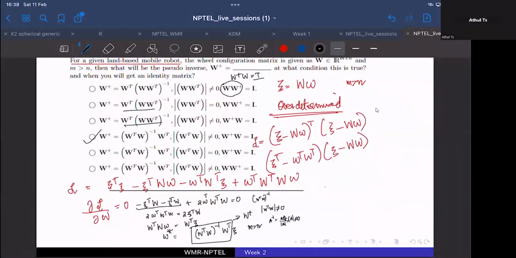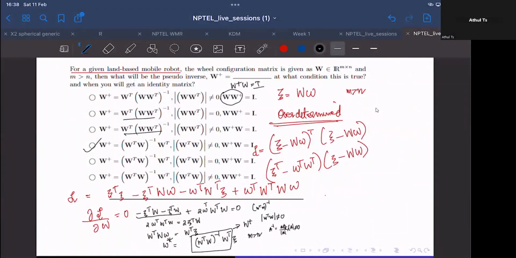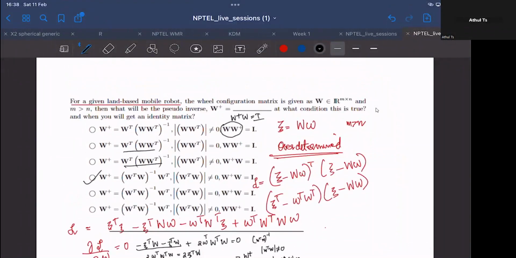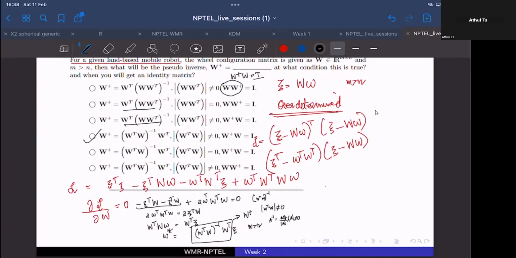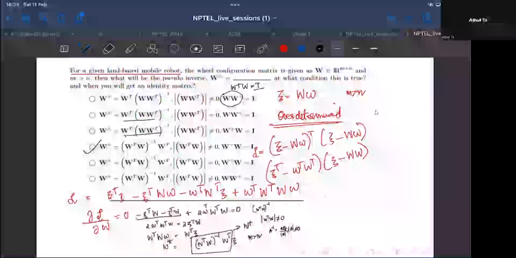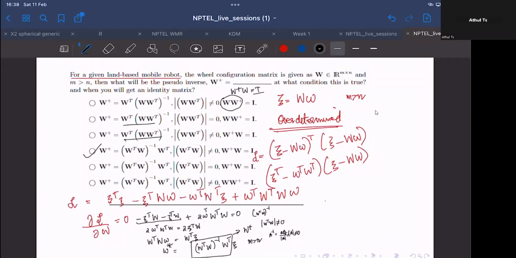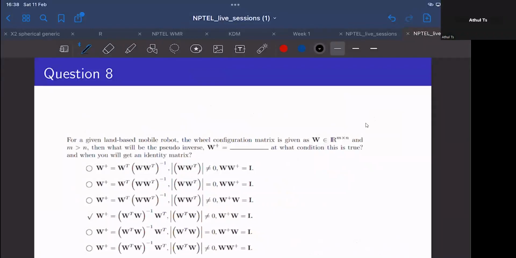So in this case, when M is greater than N, or the number of equations is greater than the number of unknowns, we go with the minimization of the least square error. We'll find an approximate solution of omega such that the least square error is minimal. The value omega star is given by omega transpose omega, the whole inverse, multiplied by omega transpose times zeta. That will have the least square error as compared to the zeta vector. So yeah, option 4 is indeed the correct answer.